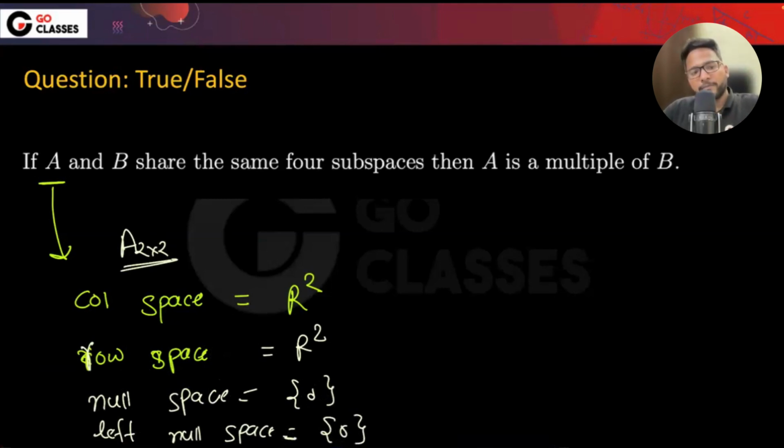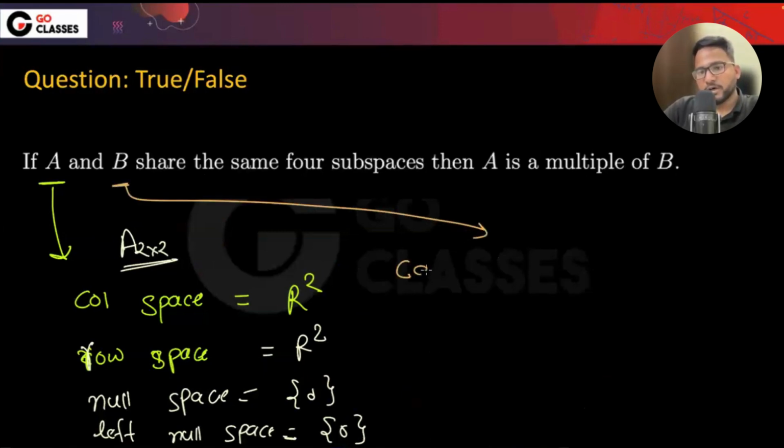This is about A. You can take any random A. Tell me, can you have a B which has no relation to A and still all of these spaces are the same? Is this possible? Can we have such a B? Just think about it. Which has no relation in terms of multiples, right?